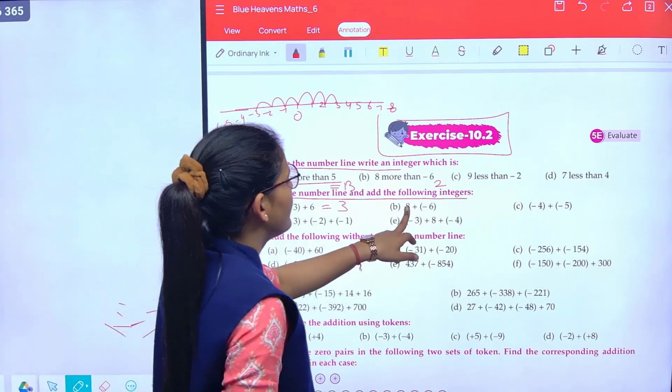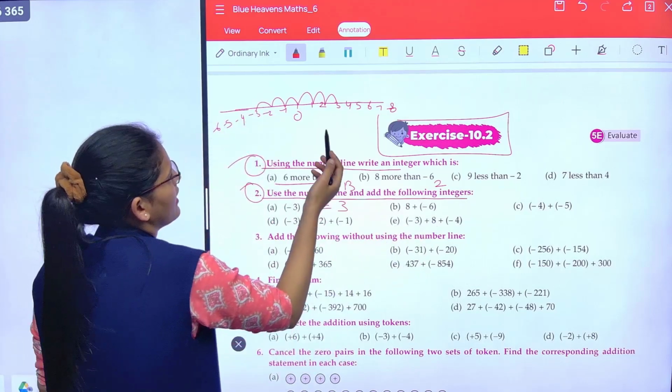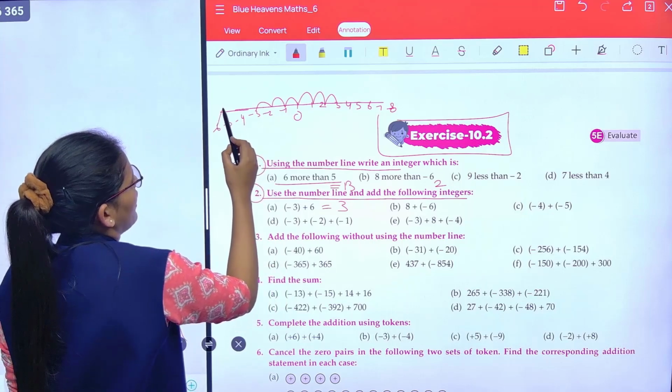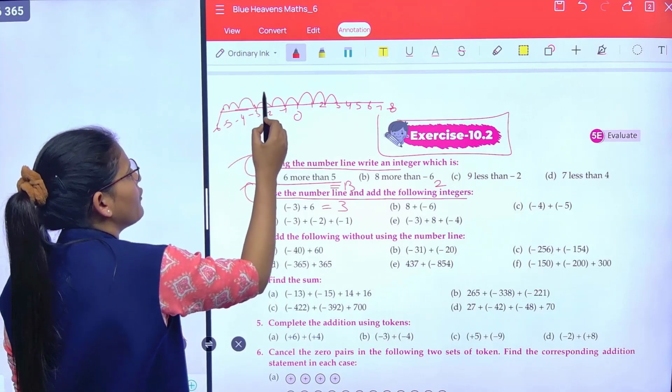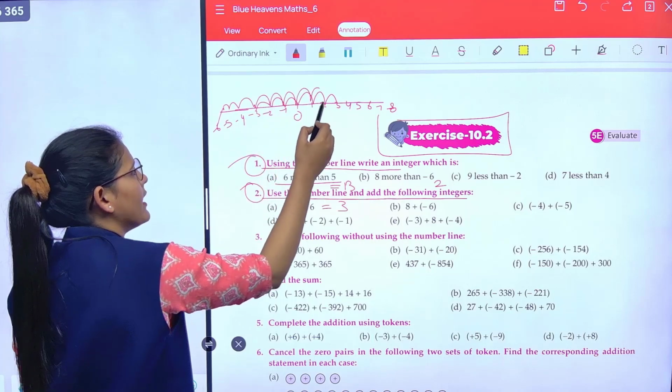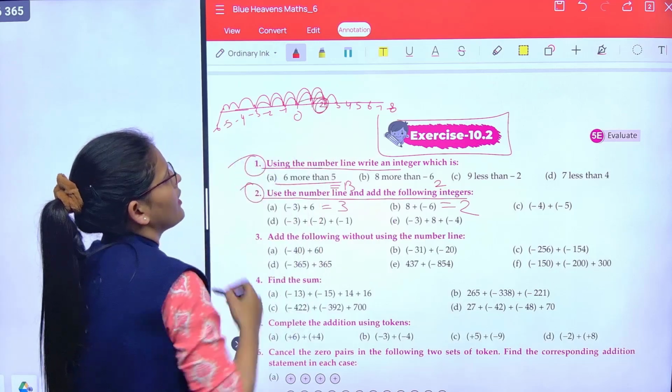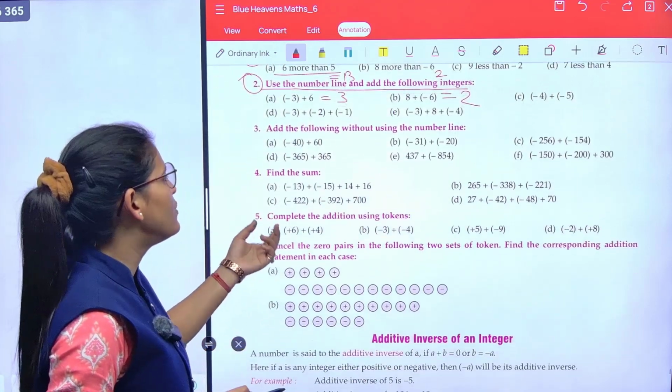Similarly, class, we take 7, 8 and minus 5, minus 6. There is 8 plus minus 6. Now class, we start from minus 6. Now 1, 2, 3, 4, 5, 6, 7, 8. So class, it is 2. You can see here. Understand? Rest of the parts do yourself.